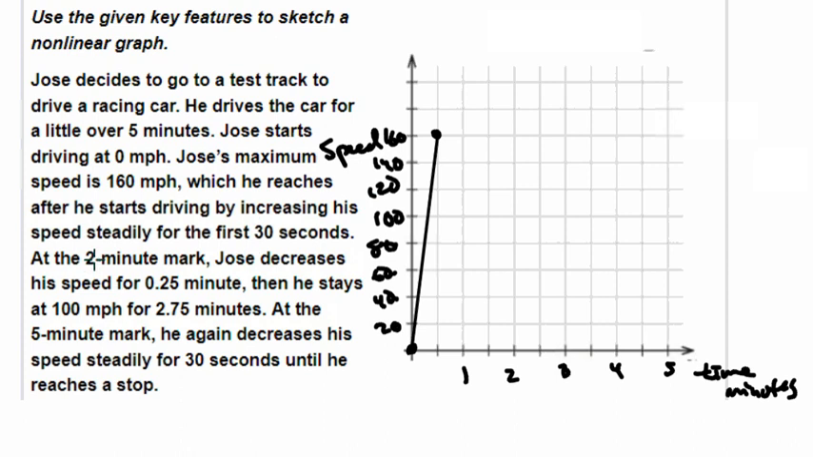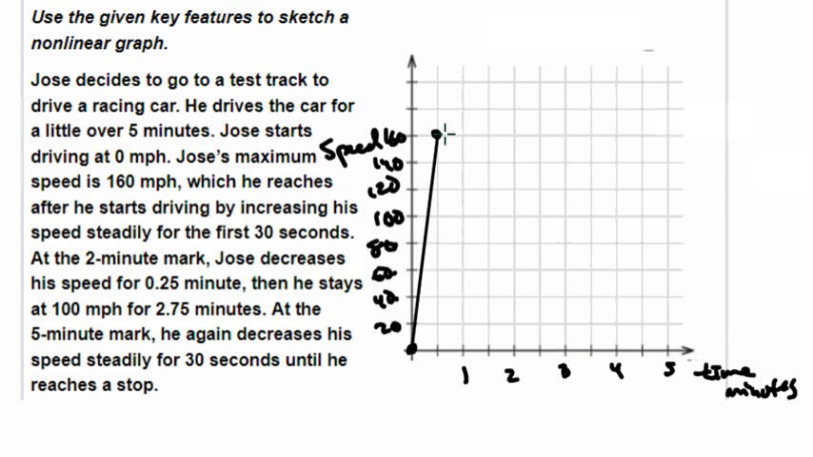Now, it says at the 2 minute mark, Jose decreases his speed. So that means that up until the 2 minute mark, he must be going 160 miles an hour.